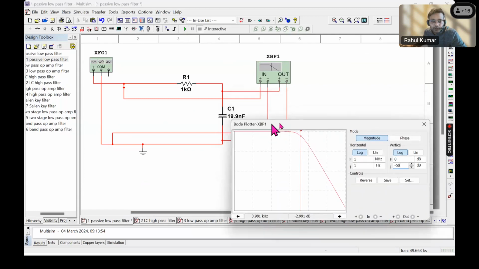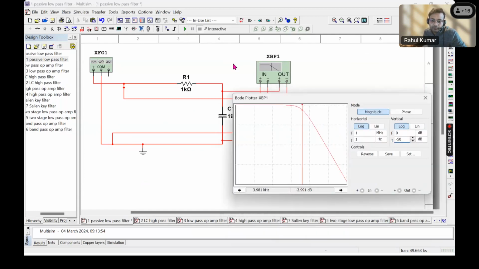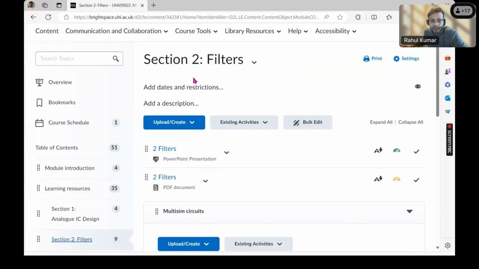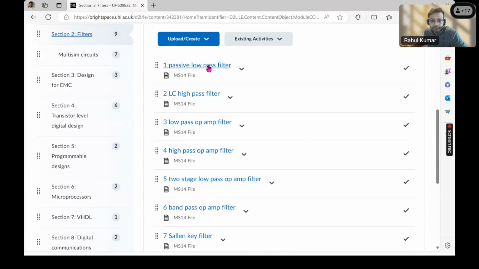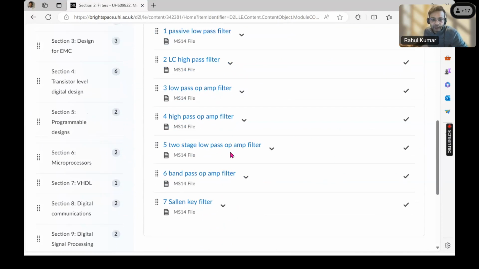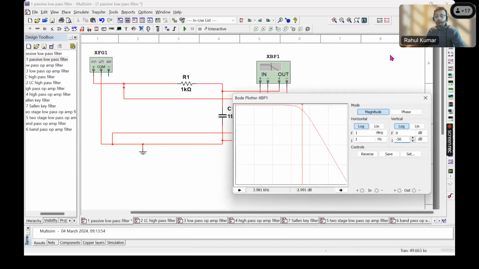Right. So this is quite a simple circuit. You can implement it on your own, or I'll be using a couple of circuits in today's class. If you go on Brightspace, section 2, filters, I have uploaded all the Multisim circuit diagrams. This one is your passive filter, which we are discussing. So you can download them and try them out yourself.